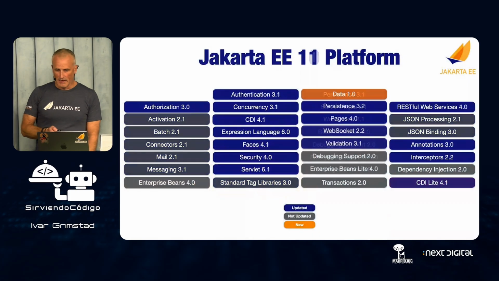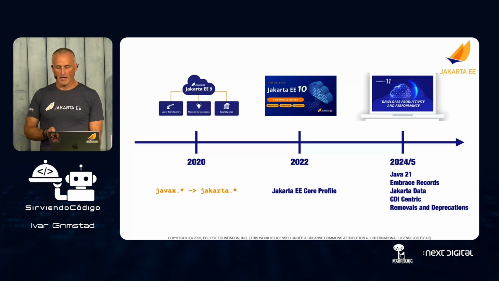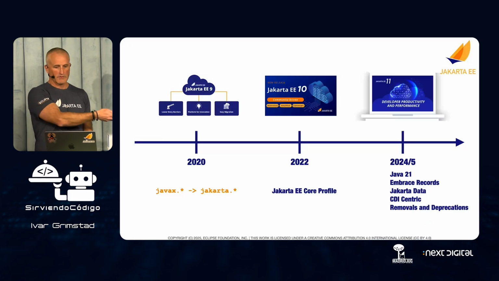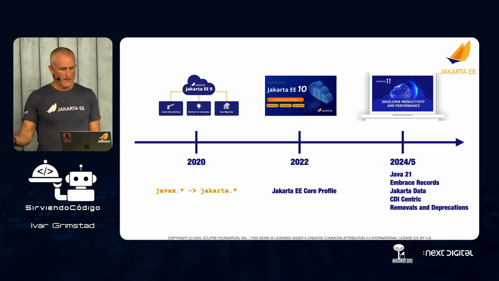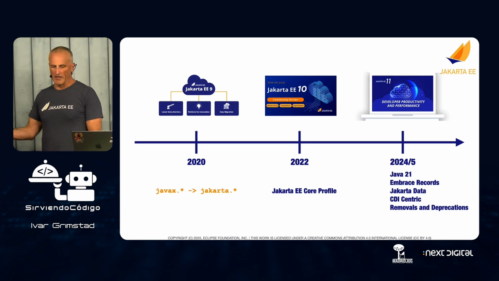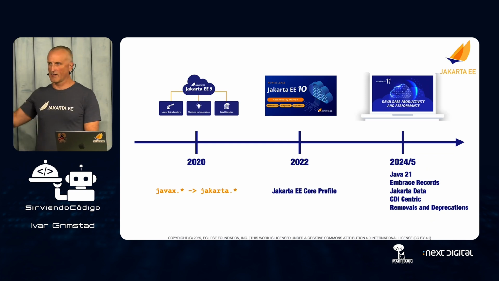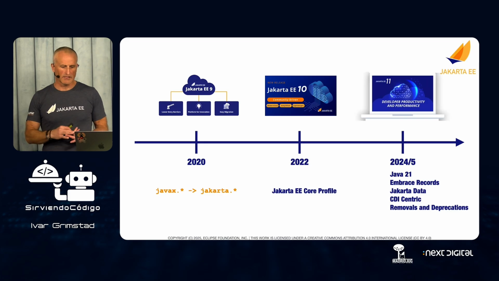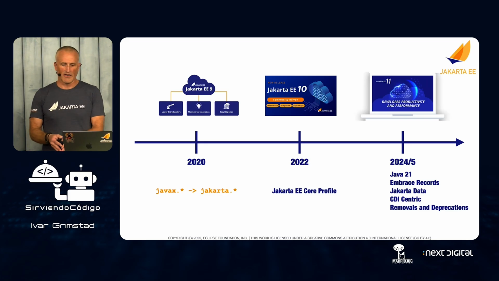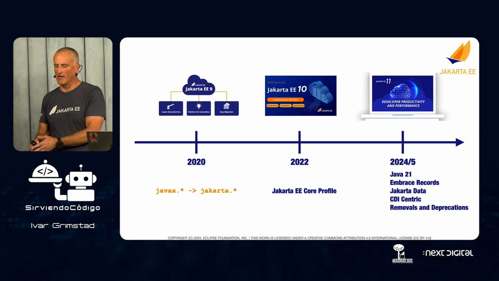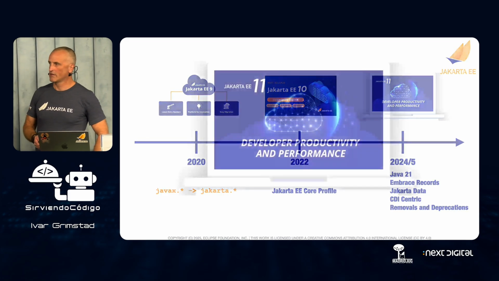10 is out there. 11 is sort of out there. When 9 was the namespace, 10 was the core profile, and 11 is Java 21 records, Jakarta Data, CDI-centric, removals and deprecations. So it's a cleanup to increase the performance with Java 21 and virtual threads, and increase the developer productivity with stuff like Jakarta Data and records and making CDI the common component model.